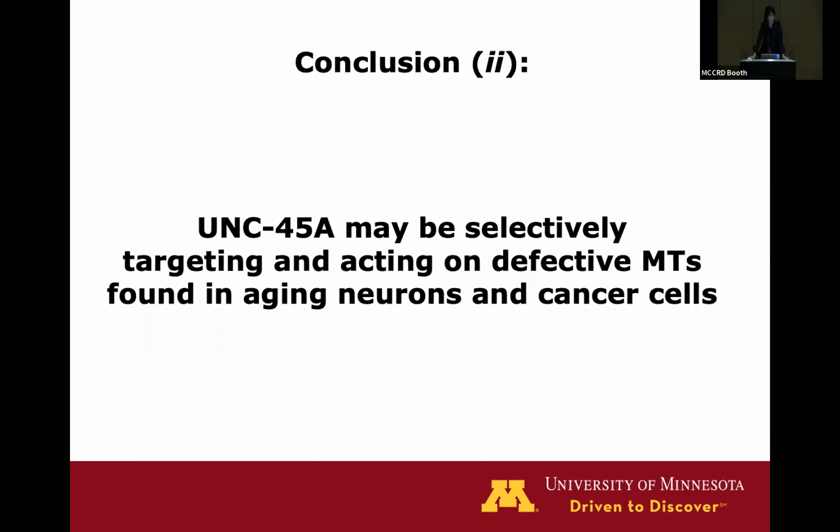So the conclusion from this portion, that again is very preliminary, is that ANC45 may be selectively targeting and acting on defective microtubules that are found either in aging neurons or in cancer cells for reason of hypoxia, hydrogen peroxide treatment, or paclitaxel treatment.